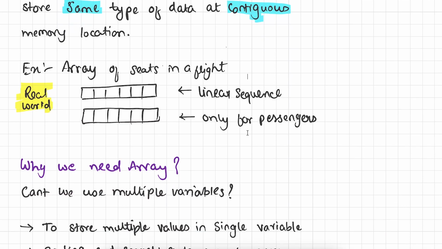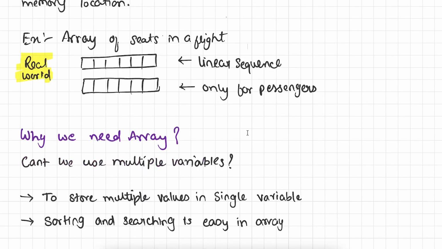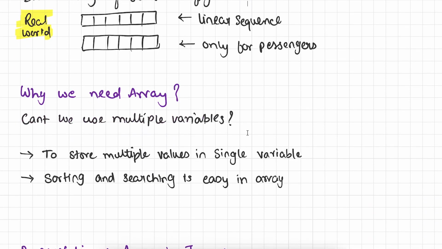So the question is, why do we need arrays? Can't we use multiple variables? Let's say you are developing payroll software for a company, and you have declared 5 variables to store the data of 5 employees. But tomorrow 5 more employees join the company. So you have to declare 5 more variables to store information about those employees. Don't you think it becomes very difficult to manage all the variables, and we do not keep track of which variable is storing information of which employee?